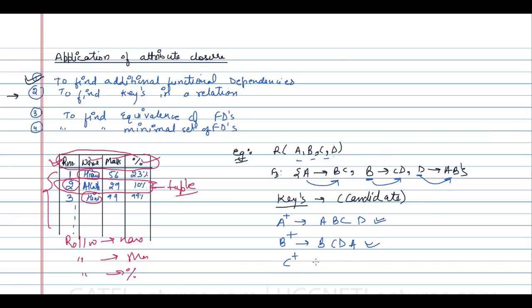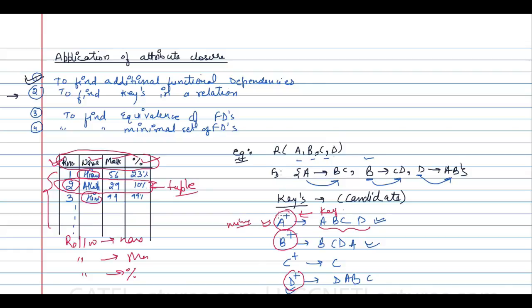In the same way, if I take C closure, then with the help of C I can determine C itself, but I will not be able to determine anything else. Now if I take D closure, with the help of D I can determine AB, and with the help of B I can determine C. So with the help of D closure I can determine everything. Now you can see if I take A closure, B closure, or D closure, only with the help of A I can determine everything. Therefore A can act as a key. The second condition is the key should be minimal, that is a minimal set.